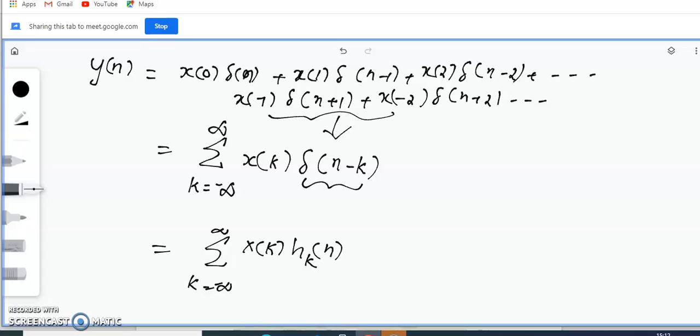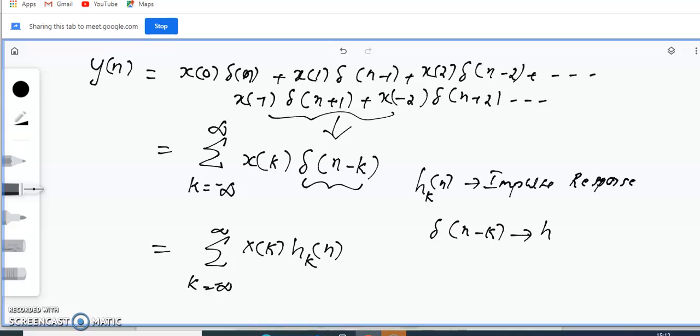So what is hk of n? Don't get confused. This hk of n is simply the impulse response, the response of a system to a unit impulse signal. Or you can say that when you give delta n minus k as the input, whatever you get as the output is hk of n. Okay. So you have got a general equation: sigma k equals minus infinity to infinity x of k into hk of n.